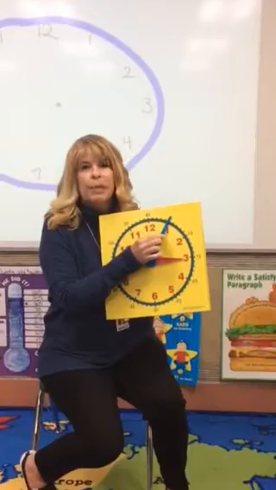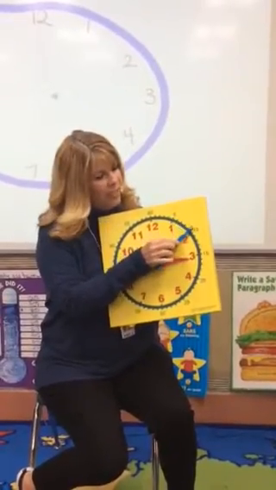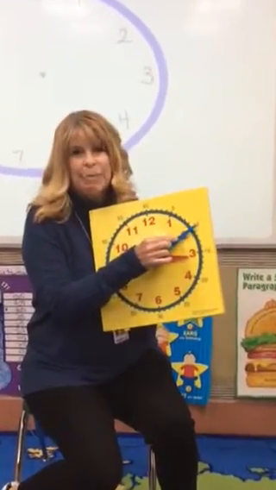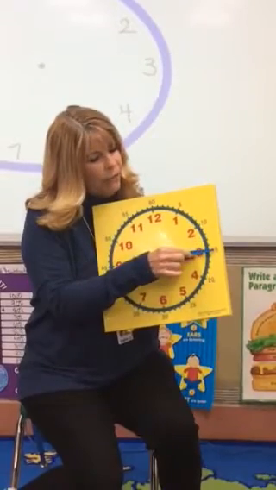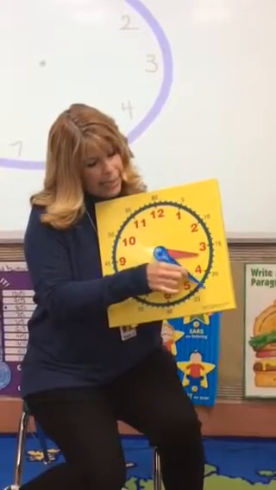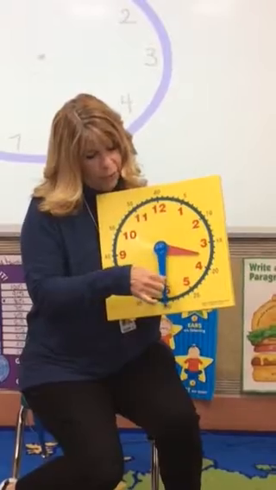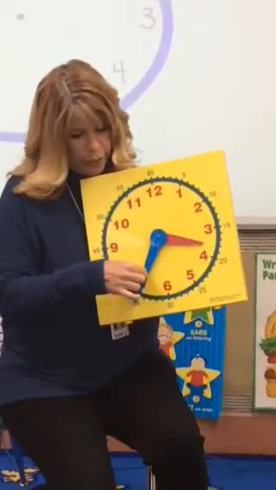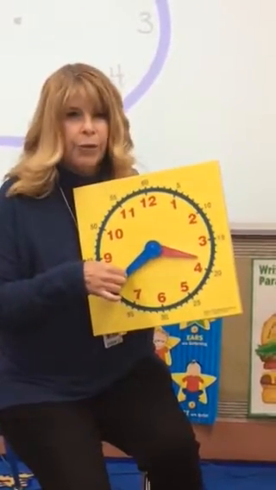And as the minute hand goes around, remember there's 5 minutes between each of those digits on a clock. So that would be 3:05, 3:10. You can skip count by 5s. 3:15, 3:20, 3:25, 3:30, 3:35, 3:40.